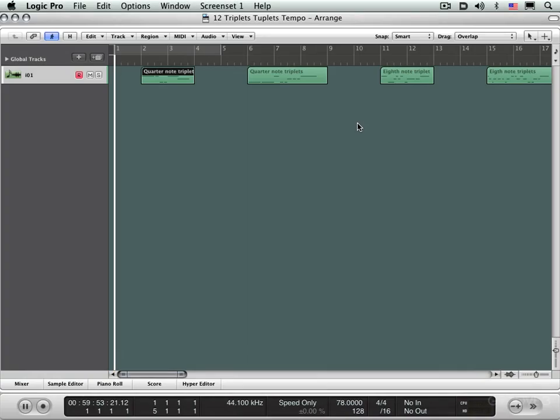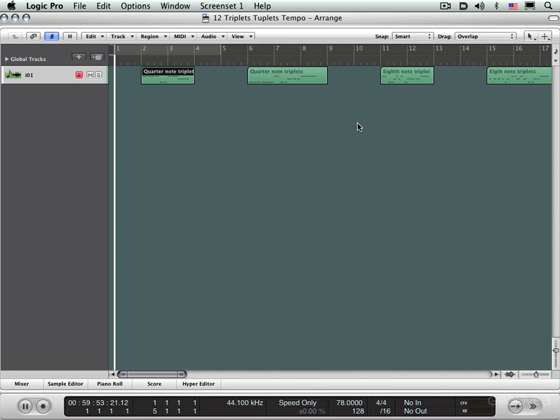So far, all the rhythmic subdivisions we've been looking at have been based on groups of two, or duple type divisions, going from whole notes to half notes to quarter notes, and then dividing quarters into eighths and sixteenths. So they're all based on subdividing by two.